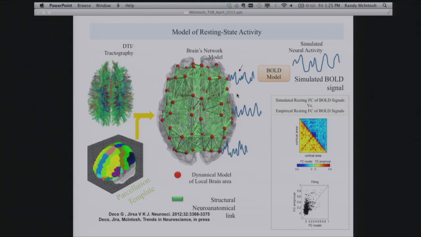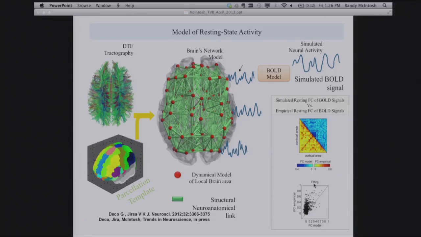Generate the simulated BOLD and measure the functional connections in the simulated data as well as the empirical data. That's what's shown in this triangle here. And do the correlations across different parameter spaces to see where this correlation becomes maximal in the possible parameter space that we can search in this relatively simple model.